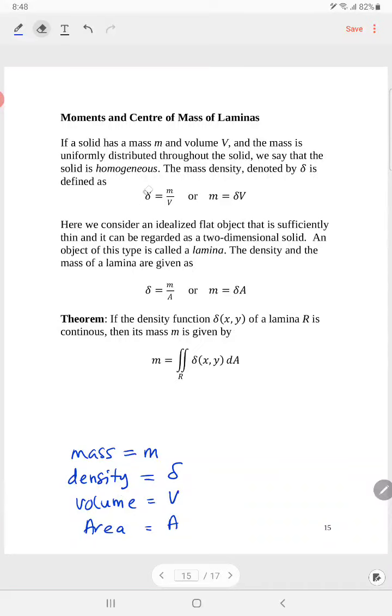So rearrange the formula here. We can get that the mass of a solid is equal to density times volume. So the mass of a solid is density times volume.